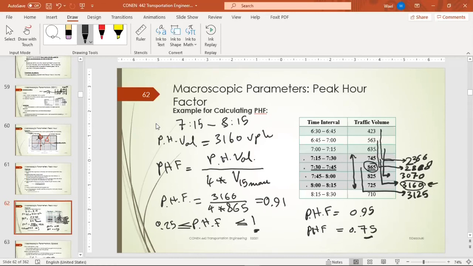That there is randomness in the flow. The flow is not uniform, okay? And this plays a major role in signal timing and delays and stuff like that, okay? But for you as a construction engineer, you don't have to worry about that. But you need to understand that there is a peak hour factor.